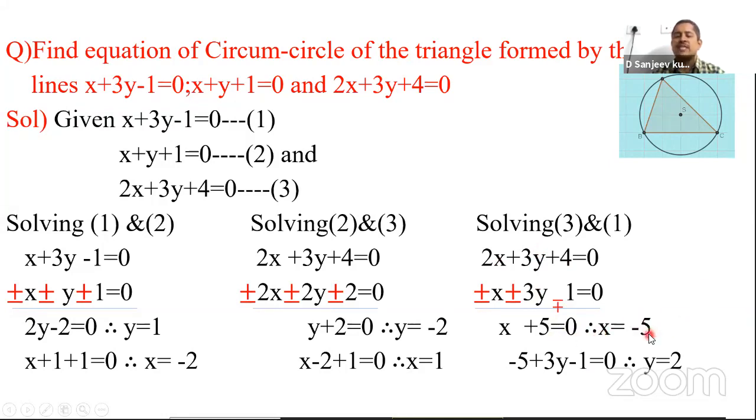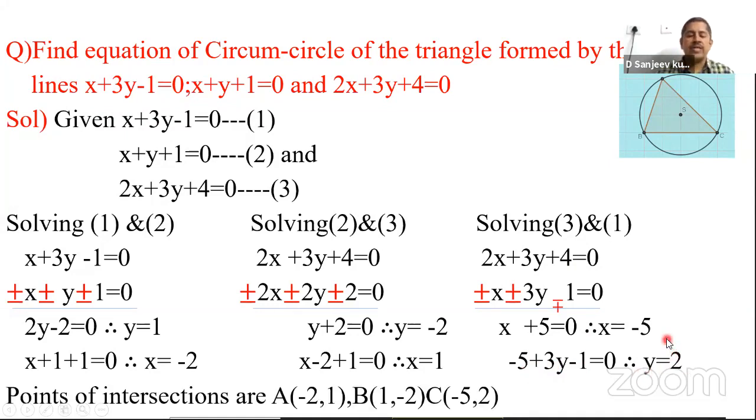So once you get the value of x as minus 5, you put the value of x is equal to minus 5 in either equation 1 or equation 3. So what you get is minus 5 plus 3y minus 1 is equal to 0. Therefore, the value of y is 2. So you got 3 points. The points of intersection are, first point is minus 2 comma 1. Second point is 1 comma minus 2. Third point is minus 5 comma 2. So you got 3 points.